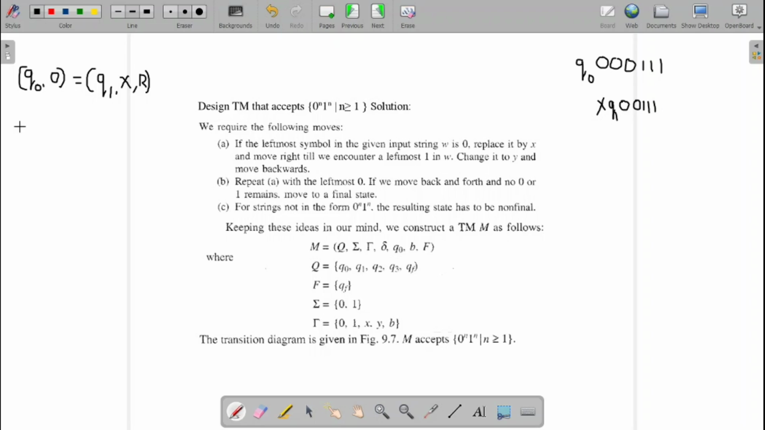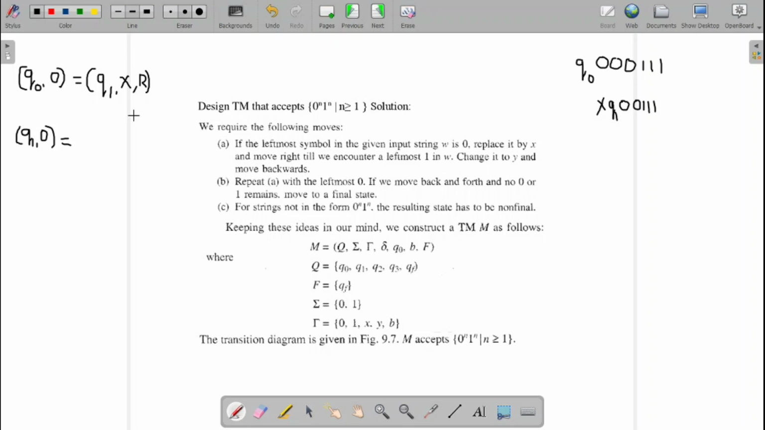So now what I have? Q1 on 0 I have. So now for the Q1 on 0, I saw the first 0. That's why I changed the state to Q1. So I am there in Q1 means what? I have seen the 0.